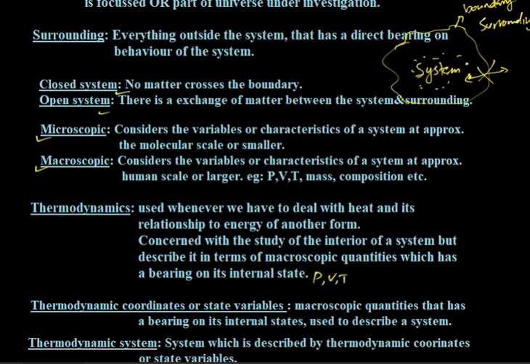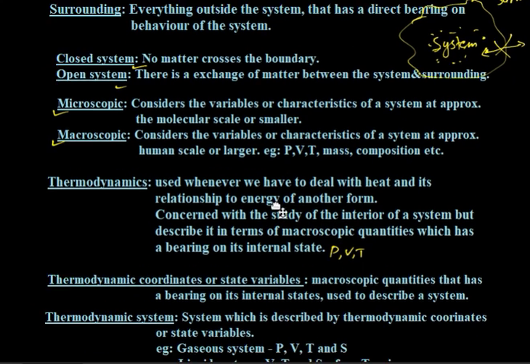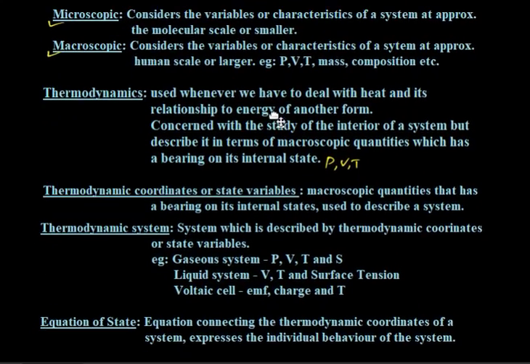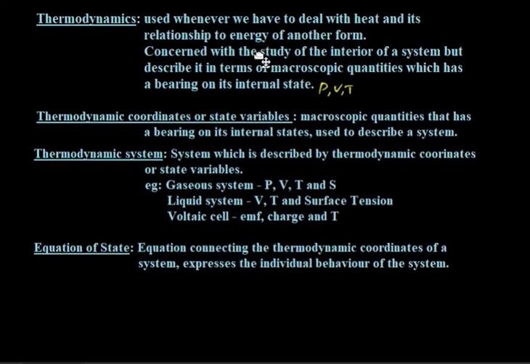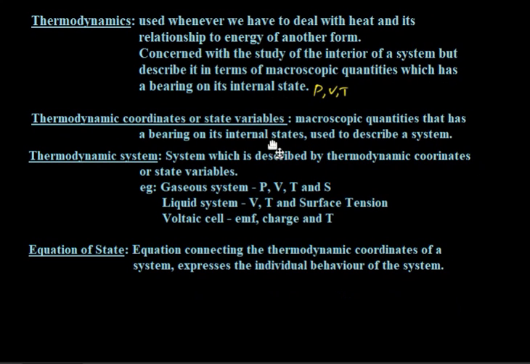So now if we focus on thermodynamics, we can have the thermodynamic variables or thermodynamic coordinates. Also we can have the thermodynamic system. So thermodynamic variables, coordinates or the state variables of a system are the macroscopic quantities that have a bearing on its internal state and which are used to describe a system.